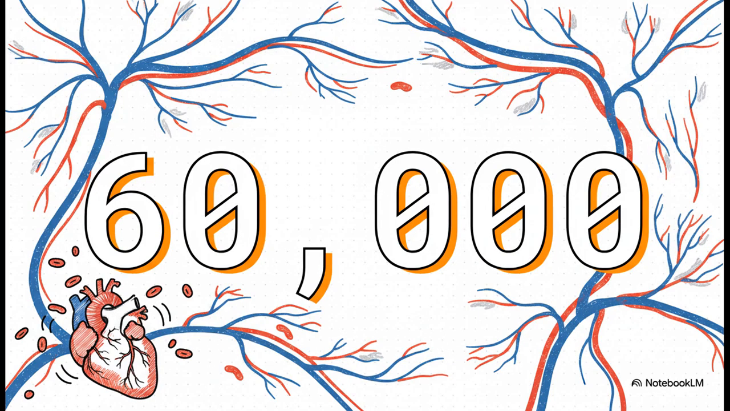60,000. Honestly, this is a number that should inspire absolute awe in all of us. There are roughly 60,000 miles of blood vessels intricately woven throughout the human body. Think about that distance. To service this vast network, a normal adult heart has to beat roughly 100,000 times a day, just relentlessly pumping 5 liters of blood to keep all those cells alive.